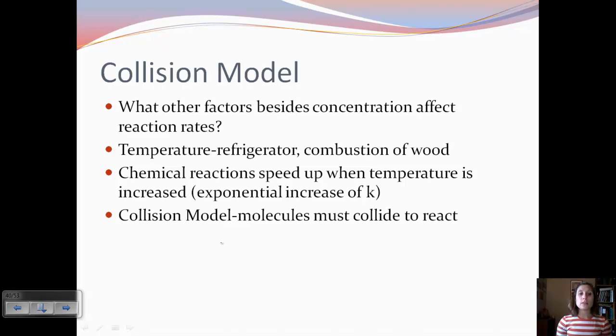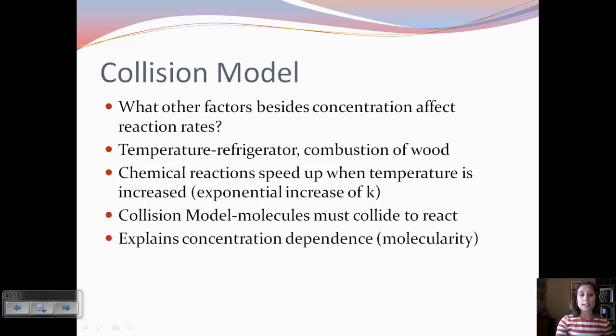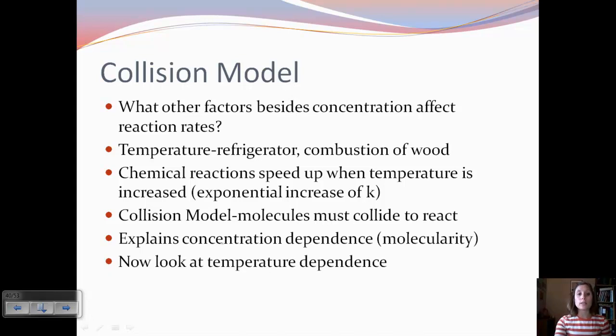So this brings up a new type of model called the collision model, and it's based on the assumption that molecules must collide in order to react. This is also partly explained by what we talked about in 12.6 with the molecularity and the collisions explaining concentration dependence, so number of species colliding, things like that. Now we're going to look at temperature dependence and how temperature affects rate of reaction.